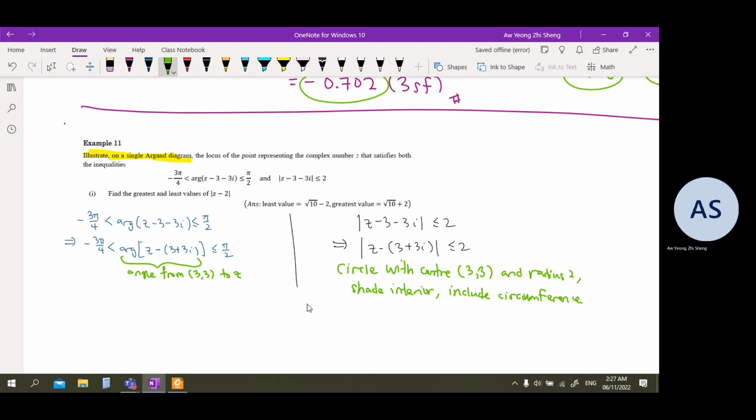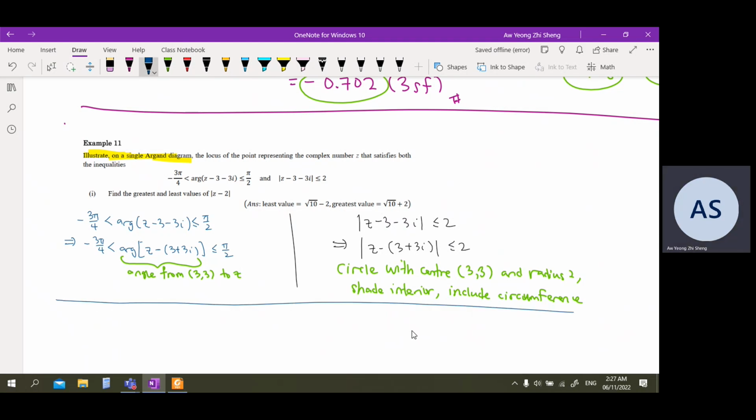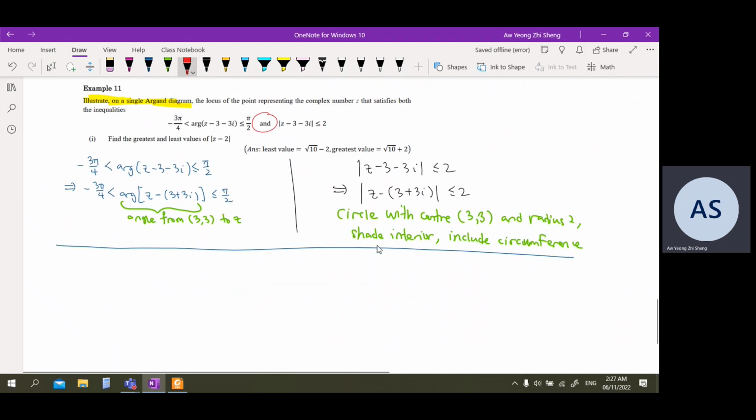Okay. And now we know what to draw. So the first inequality in blue on the left, it will give you some region. The second inequality will also give you some shaded region, and we have to take the intersection of the two because they want both inequalities to be satisfied. It's an AND connector here. So we have to take the intersection. I will draw the circle first because it's actually easier to start from the circle one.